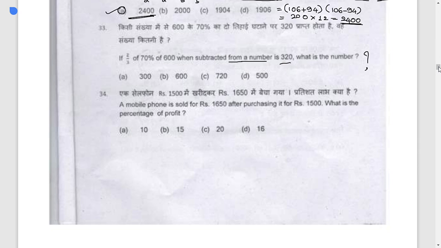So let the number be X. So X minus what they have given? This one, 2 by 3 of means multiplication. 70% means 70 by 100. Again "of" is there, you have to use the multiplication sign. Again this one is 600, which is equal to 320.